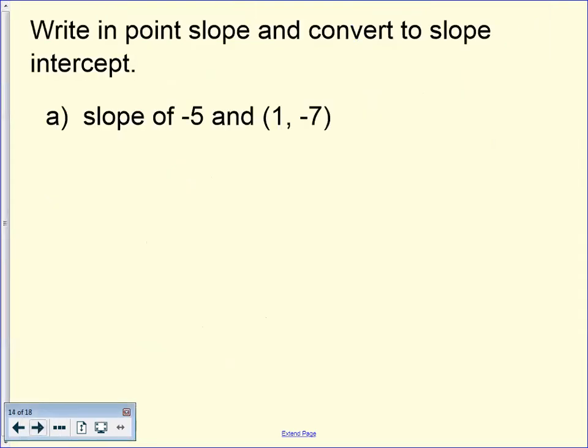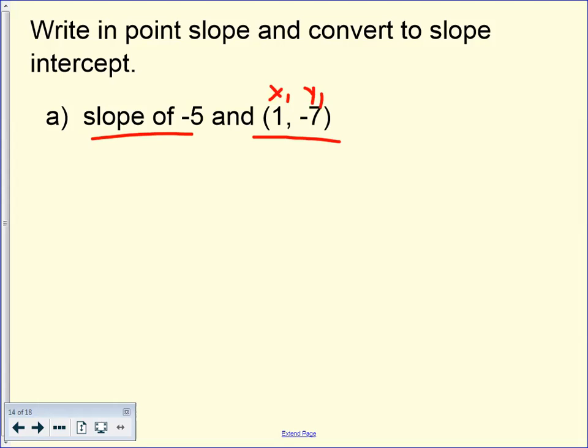All right, so now sometimes you're going to be given some information, but that information is more useful to write in point slope, but your final answer is supposed to be in slope intercept. So what do you do? You write it in point slope first, and then you convert it to slope intercept. So I have a slope of negative 5 and this coordinate. Well, my coordinate is x1, y1. Let's go ahead and put it in our equation.